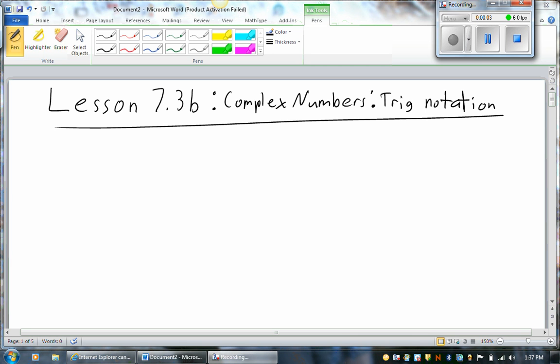Okay, this lesson is for Mrs. Cucci's College Now Precalculus class. This is lesson 7.3b. We're continuing with complex numbers and trig notation.